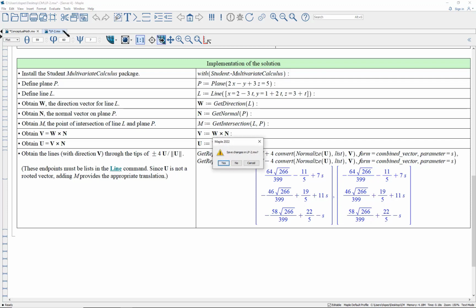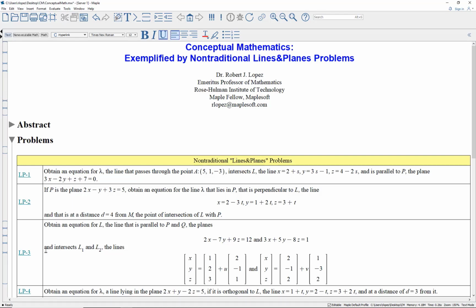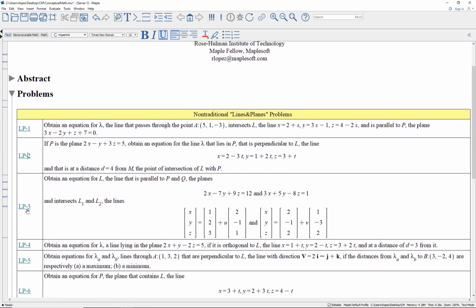Let's take a look at a third problem. Problem 3, equation for a line. Okay, so we're looking for the equation of a line. This line is parallel to two planes, P and Q, and it must intersect two lines. So we have two given lines, two given planes, looking for a line L parallel to both planes, and it intersects two lines. Not obvious to me until I thought very hard about this. So let's see how one could think this out.